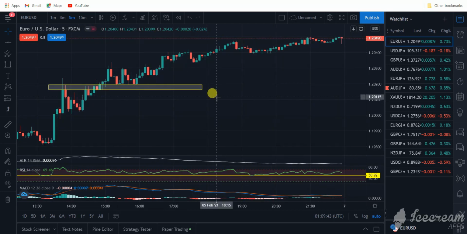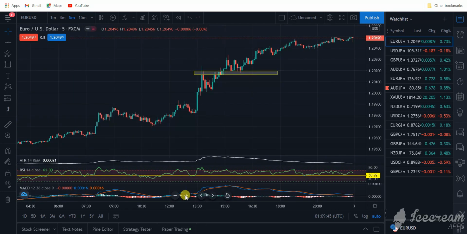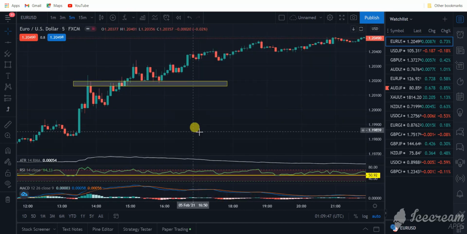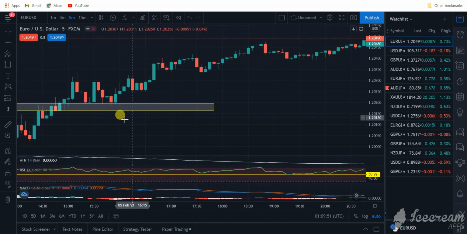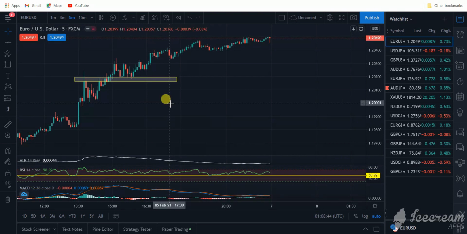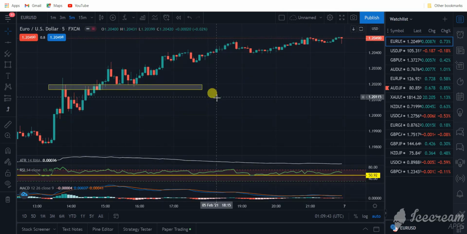Okay guys, so these are the rules: RSI above 50, MACD above the histogram, and that is the two conditions. Condition number three is, like I said, a break and retest of previous market structure. And once we see a break and retest and these criteria are met, you can see RSI is above, MACD is above, then we're looking to get in the trade.